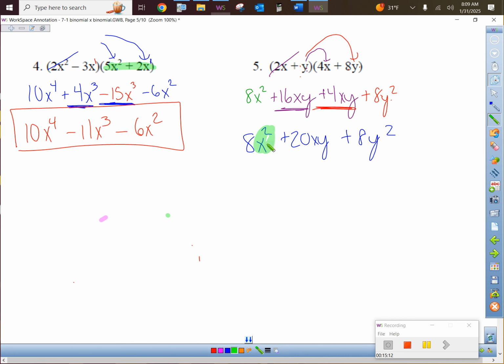This has got x squared. None of these other guys have x squareds in it. This has got x's to the first. None of those other guys have that. And it has y's. So here's a quick question.